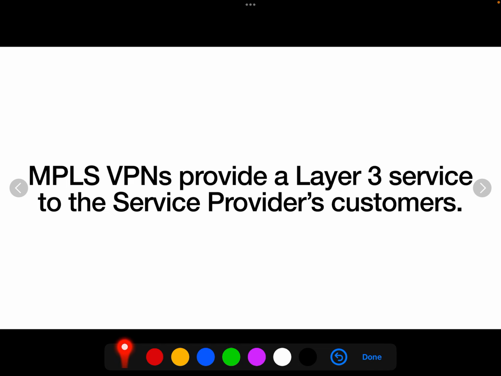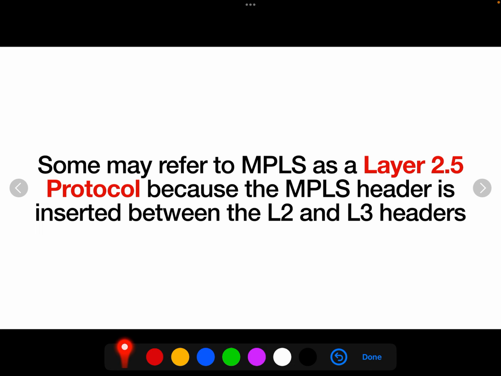Now, it's important to remember here, MPLS VPNs provide layer 3 service to the service provider's customers. Some people may refer to MPLS as a layer 2.5 protocol, like I said, but this is just because the MPLS header is inserted between layer 2 and layer 3 headers. Okay, there's no such thing as a layer 2.5 header. It's just a colloquial term.